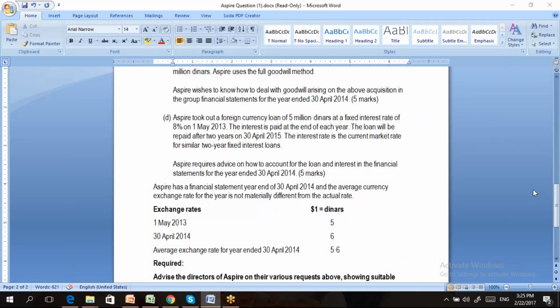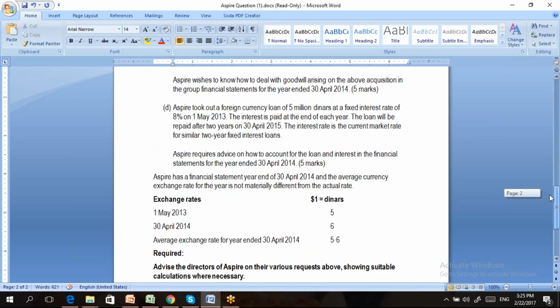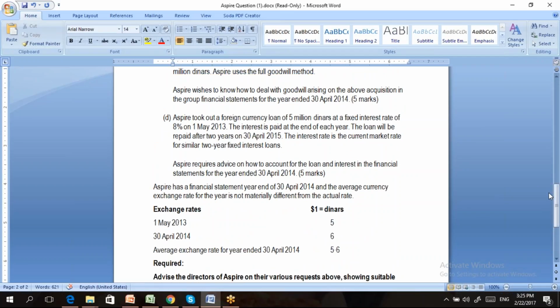Have another little bit. Took a foreign currency loan of 5 million at a fixed interest rate on 1st May 2013. Interest is paid at the end of each year. The loan will be repaid after 2 years, on 30th of April. The interest rate is the current market rate for similar 2-year fixed rates. Aspire requires us to advise how to account for the loan and interest in the financial statements. So here it's not a subsidiary or anything. This is what we call an isolated transaction.